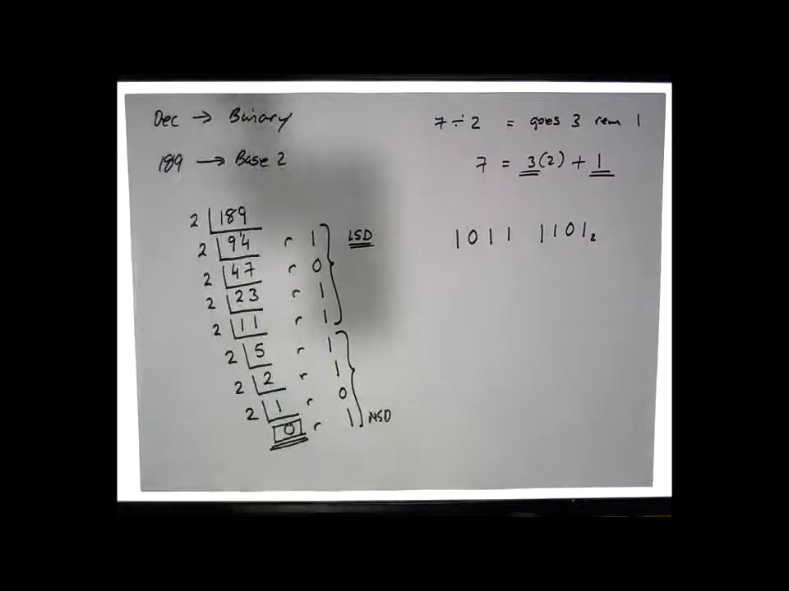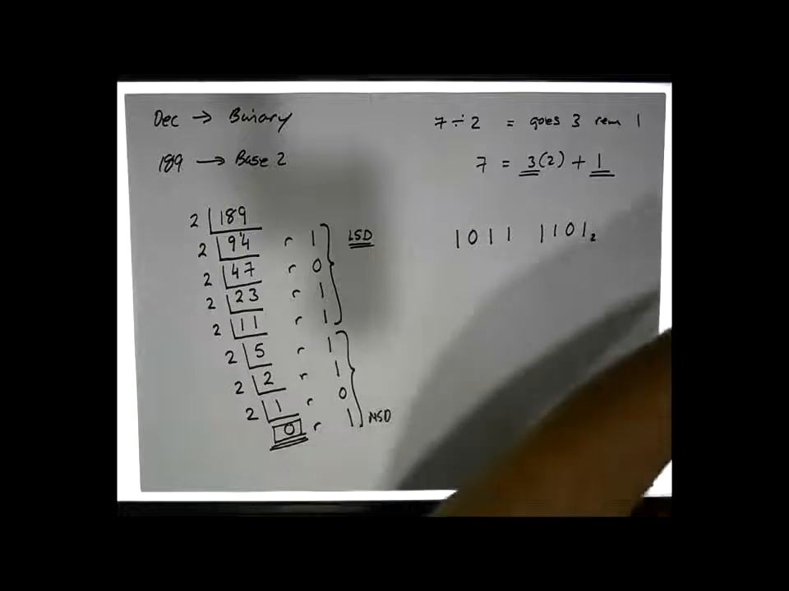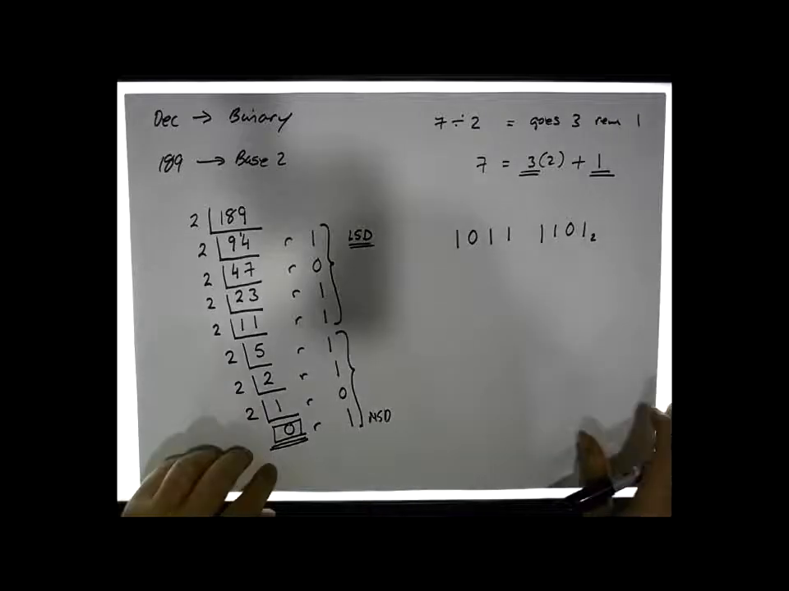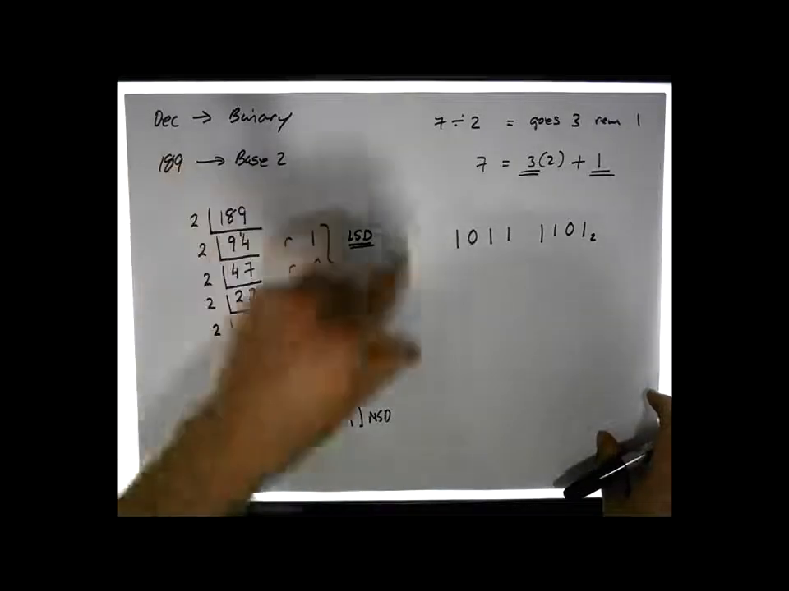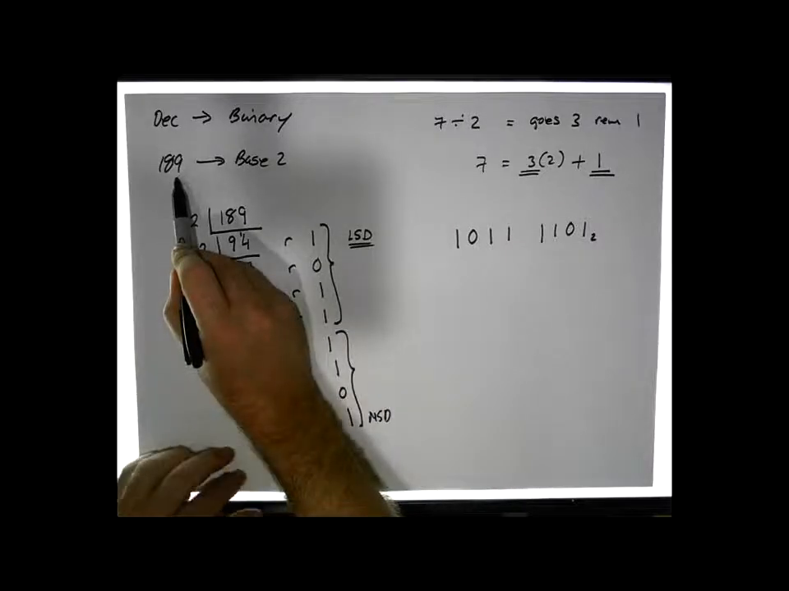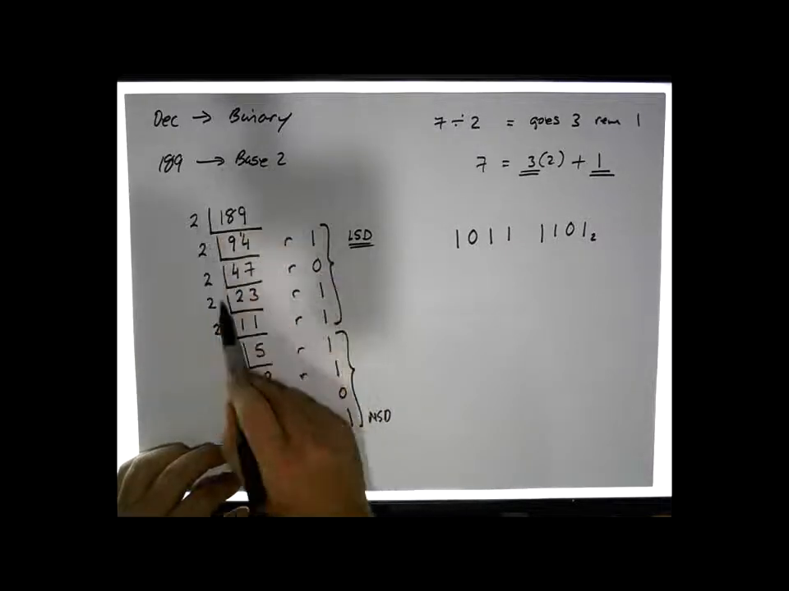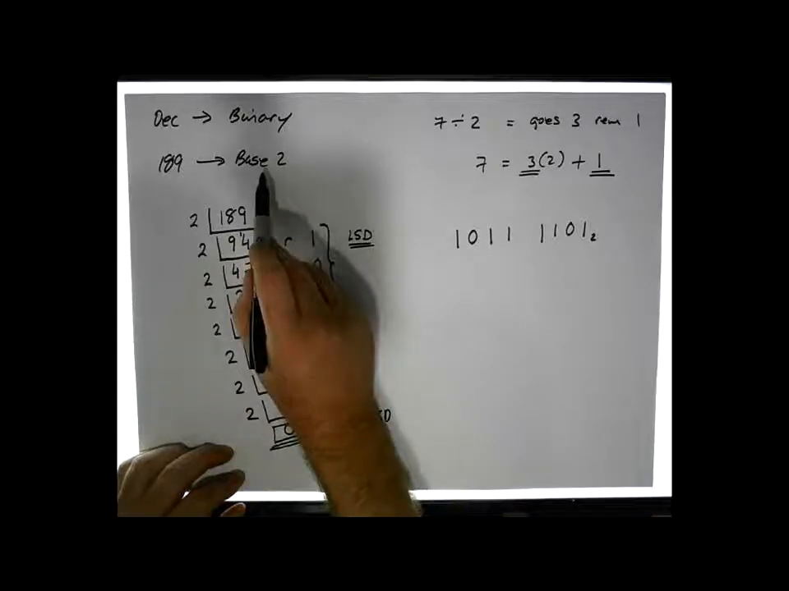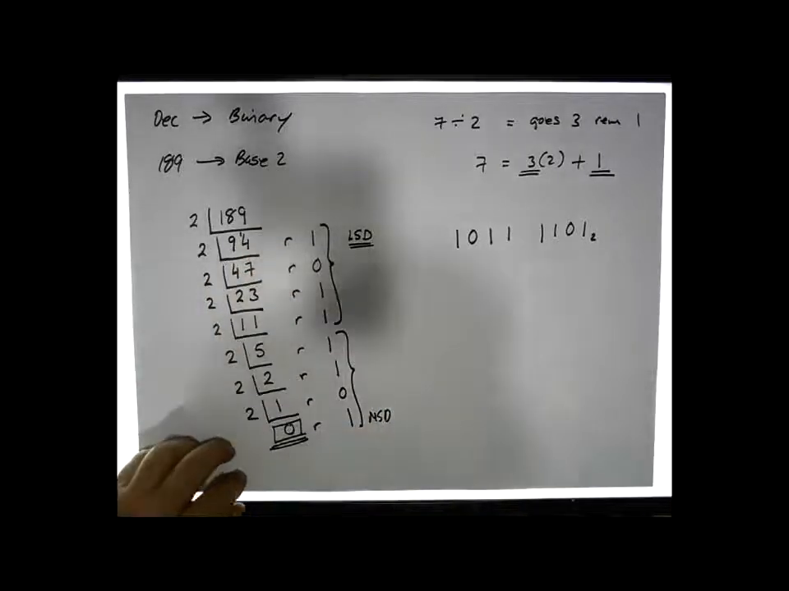Okay. What about now when we're dealing with, let's say, octal? Okay, so let's take a decimal number and convert it to octal. 189 being converted to base 2, I successively divided by 2 and kept track of the remainder. If it was 189 going into octal, I'd keep dividing by 8. But let's use the example that we had earlier.